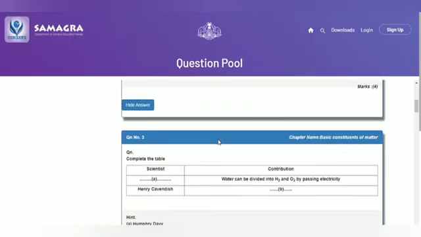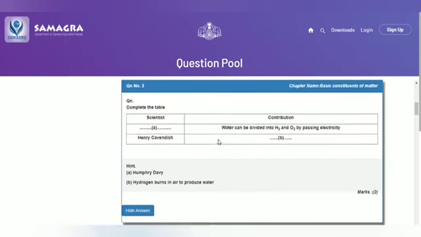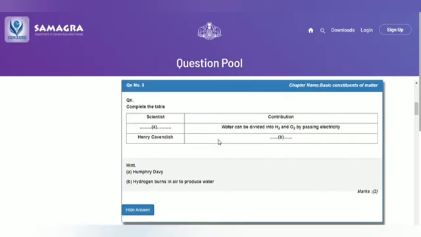Third question, complete the table. The scientist is given, then the contribution. Water can be divided into hydrogen and oxygen by passing electricity: Humphrey Davy is the scientist who discovered this. Henry Cavendish: hydrogen burns in air to produce water.